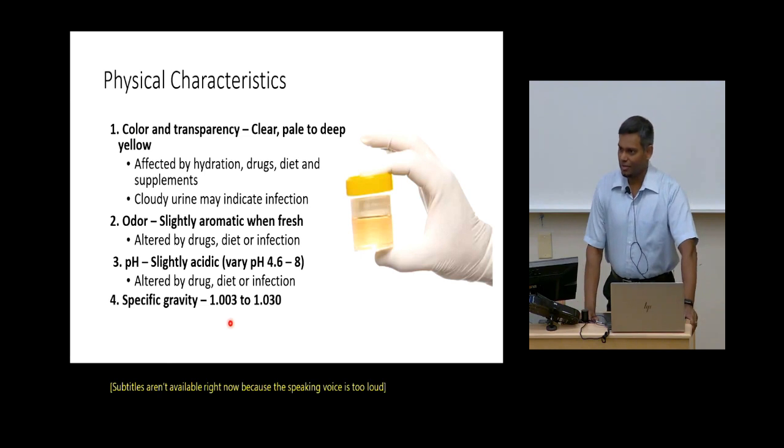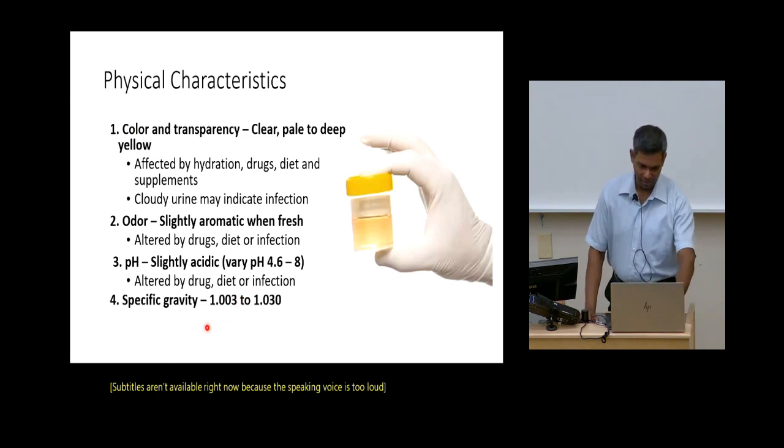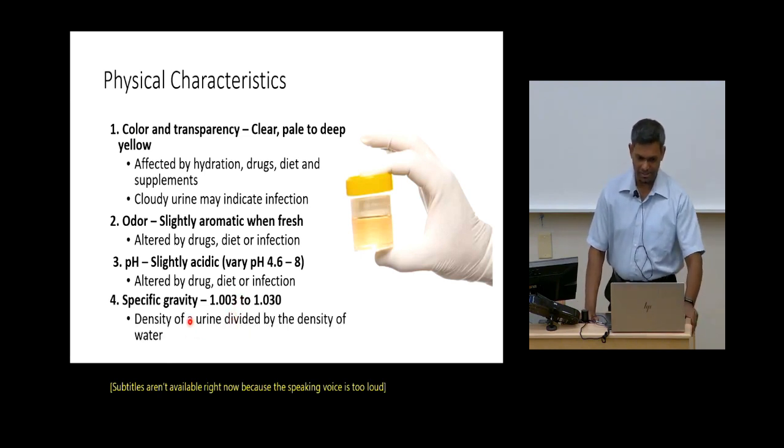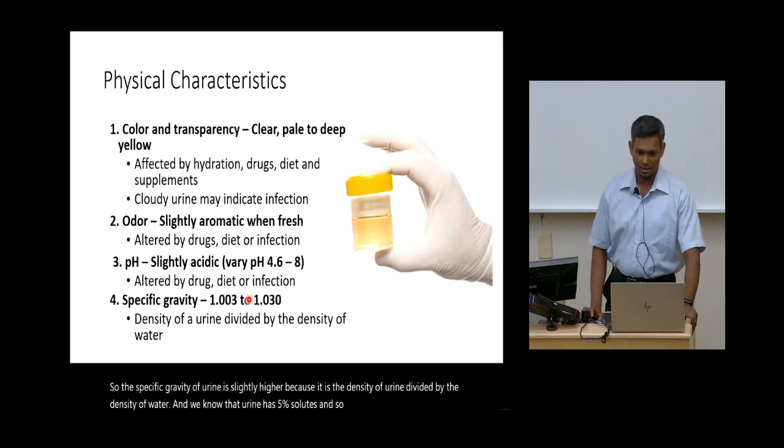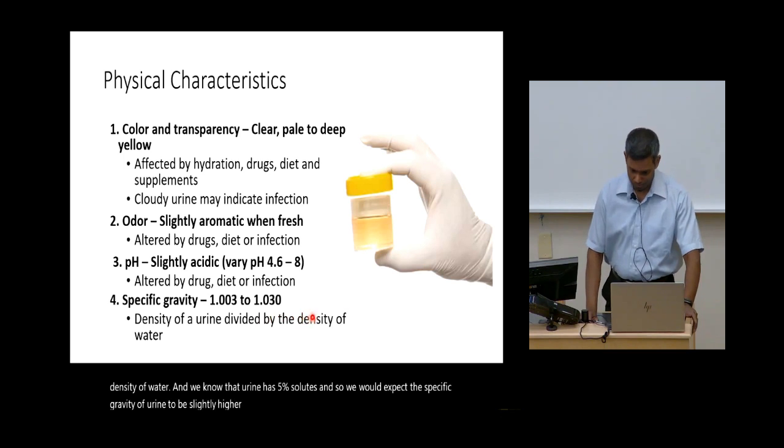So the specific gravity of urine is slightly higher because it is the density of urine divided by the density of water, and we know that urine has 5% solutes, and so we would expect the specific gravity of urine to be slightly higher than water.